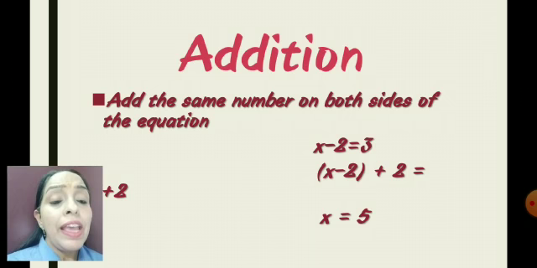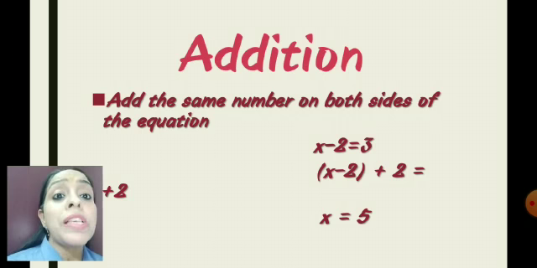Here you can see the equation is x minus 2 is equal to 3. So I can add plus 2 on both sides. x minus 2 plus 2 is equal to 3 plus 2. On the left hand side, minus 2 and plus 2 will become 0. What is left is x. On the right hand side, what I have written is 3 plus 2, that is equal to 5. So x is equal to 5 is the solution or root of the linear equation.